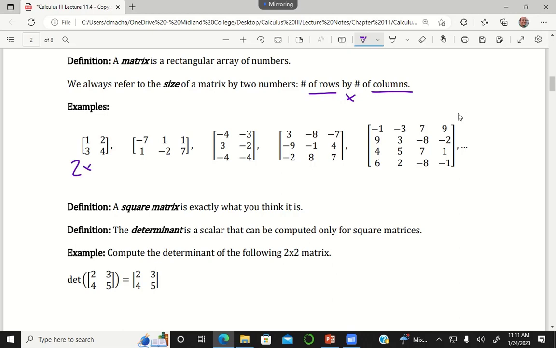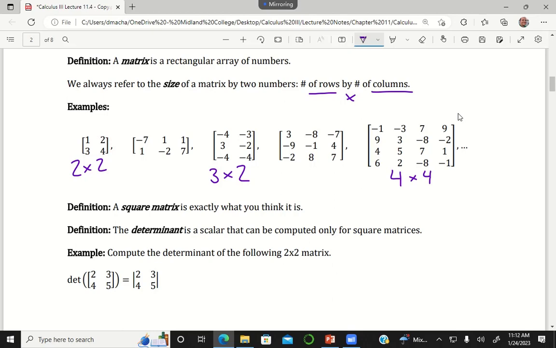So this is a 2 by 2 matrix because it has 2 rows and 2 columns. This matrix over here would be a 3 by 2 matrix because it has 3 rows and 2 columns of entries. And this one over here would be a 4 by 4 matrix because there are 4 rows and 4 columns.